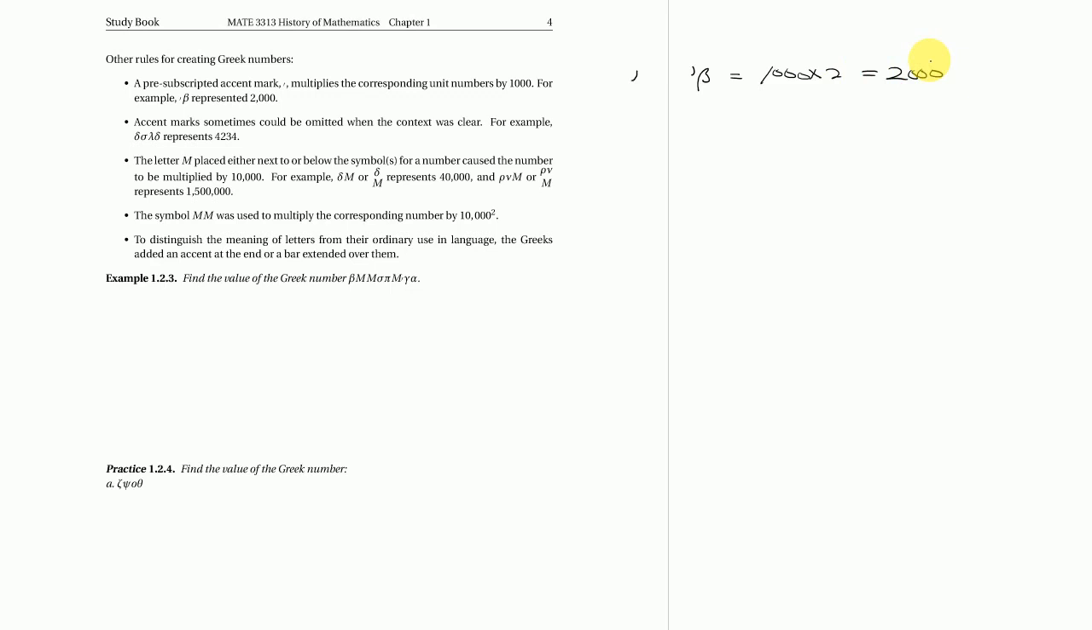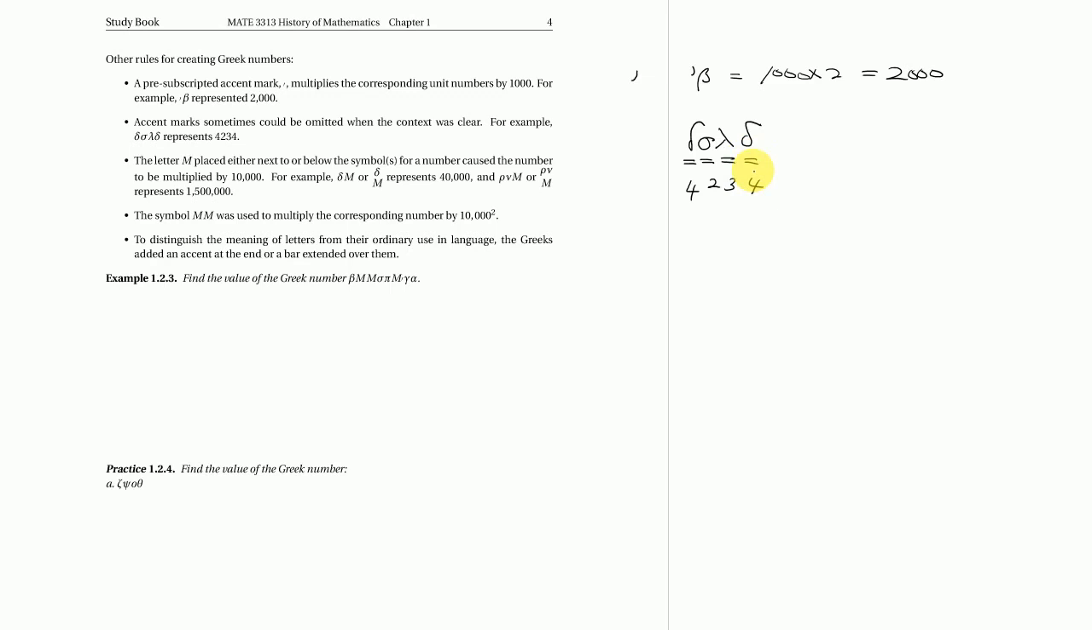Then the accent mark sometimes can be omitted if the context is clear about what we are talking about, right? So it's like delta, sigma, lambda, delta, okay? So delta is 4, and sigma is 2, lambda is 3, and delta is 4.